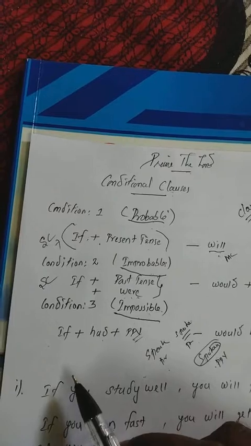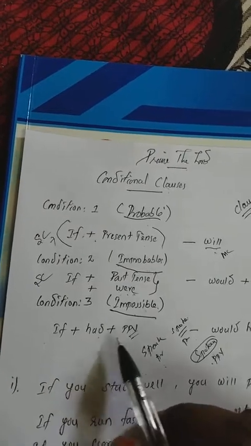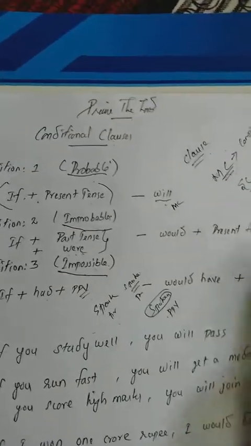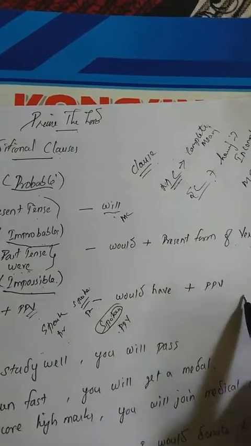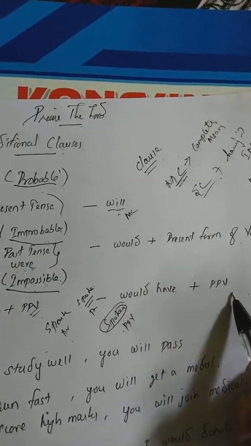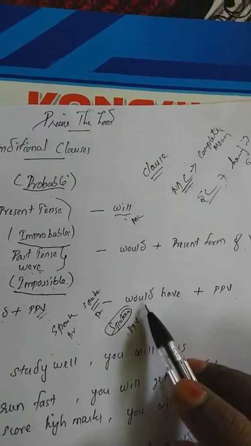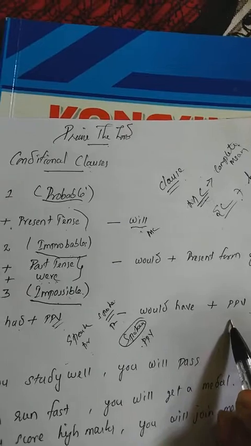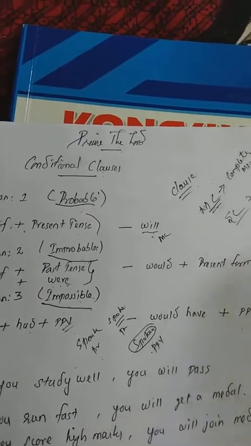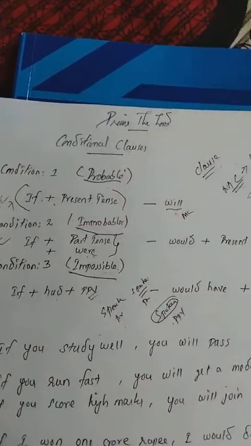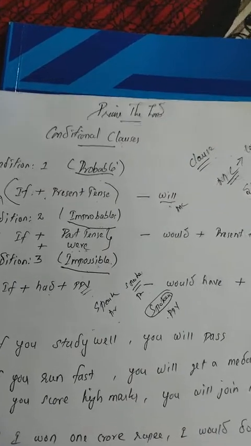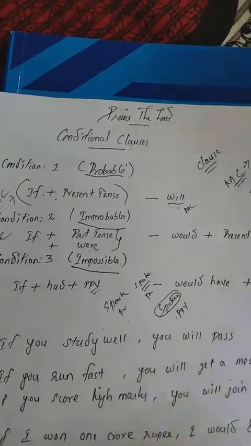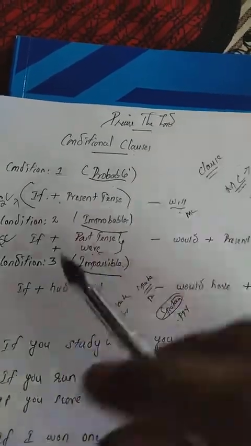So if you come across a sentence that begins with if plus had plus PPV, then in the main clause you will come across would have plus PPV. Got it, my dear? The main clause will have would have plus PPV. So let me move on to the examples. Before that, I'll just tell you the formulas once again.